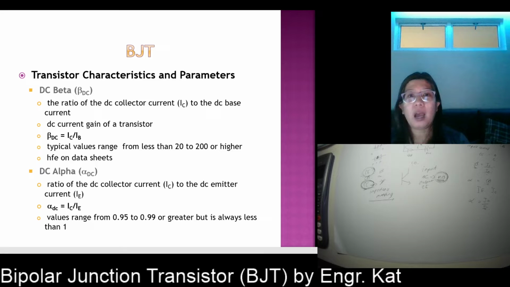Okay, because IC is just approximately equal to IE. It's not equal to IE. Why? Because we always have the base current. Although it is very, very small, it usually ranges in microampere values, but still IC is not equal to IE. So technically, it is always lesser than 1. Okay?